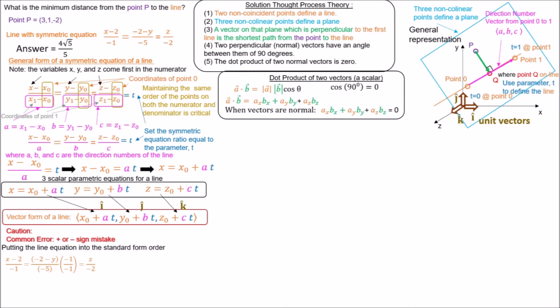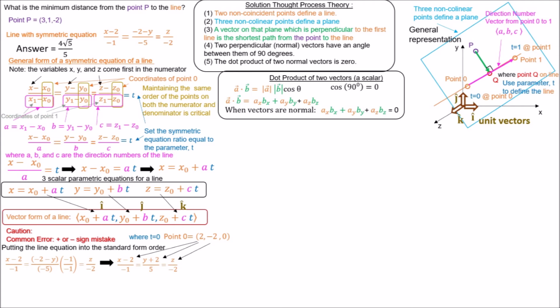And now keeping the farthest left and farthest right term as they originally were given, and then multiplying both the numerator and the denominator of this middle term by minus 1, you can see now that it's y plus 2 over 5, which is in the general form of the symmetric equation.